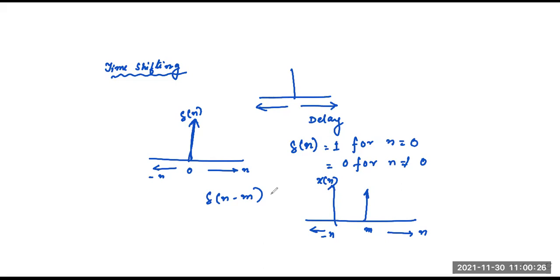So delta n is equal to 1 for what? n equals m, and equals 0 for n not equal to m. So this is the shifted one. We will discuss it further.